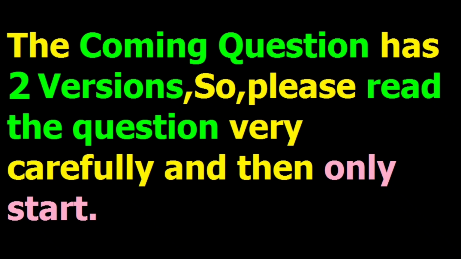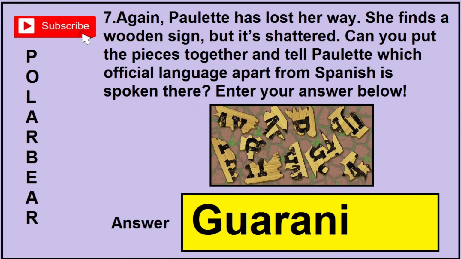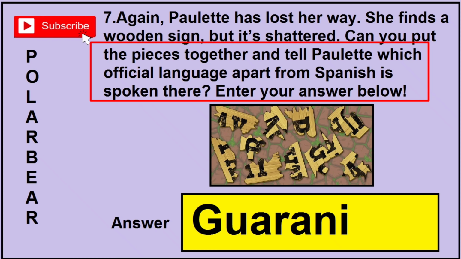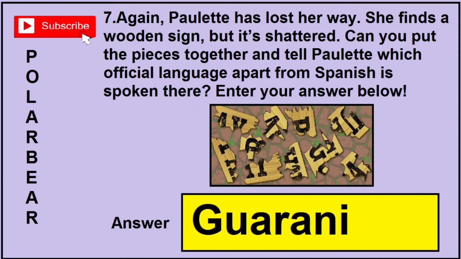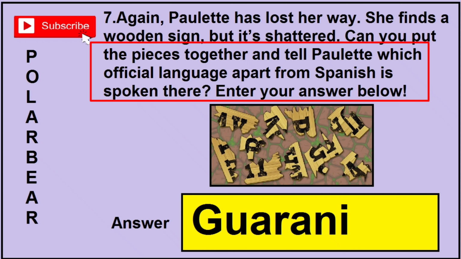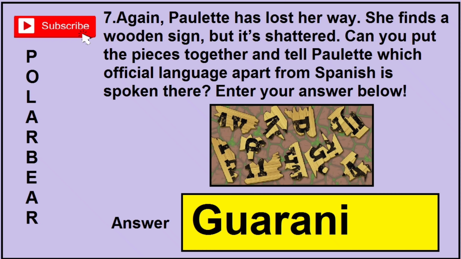Now this coming question has 2 different versions or types. So please read the question very carefully, as each version differs from the other in the question only, okay, not in the image. For example, in version 1, just read the question, okay. It is asked here, can you put the piece together and tell Paulette which official language apart from Spanish is spoken there? Then the correct answer is Guarani. So just type as I have typed here.